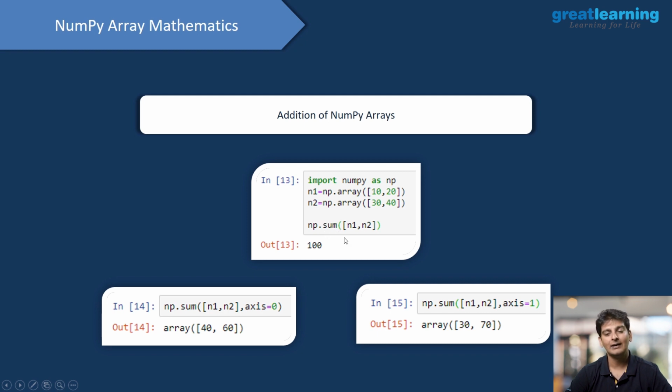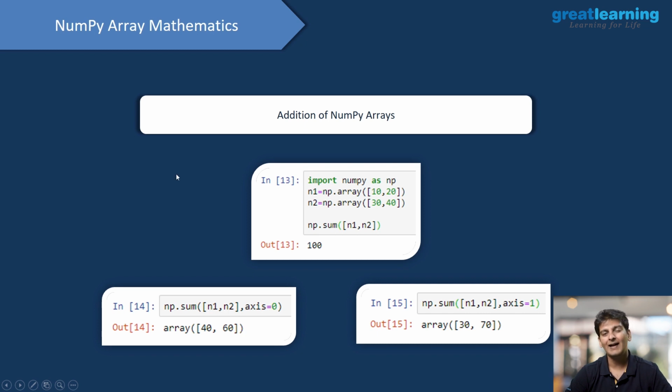Now, you can also set the axis. If you don't set the axis, then it will add all of the individual elements which are present. When you set axis equal to 0, then it actually does vertical addition, right? What I mean by vertical addition is it would add the individual elements of each index of this array. So index is 0 over here for n1 and n2. When you add 10 plus 30, it becomes 40, and that is what you have. Similarly, when you come to index number 1 and you add 40 plus 20, you get 60.